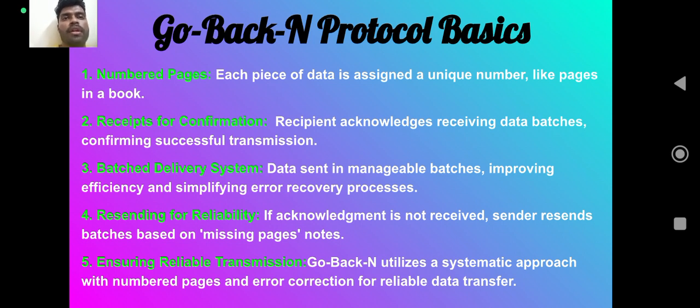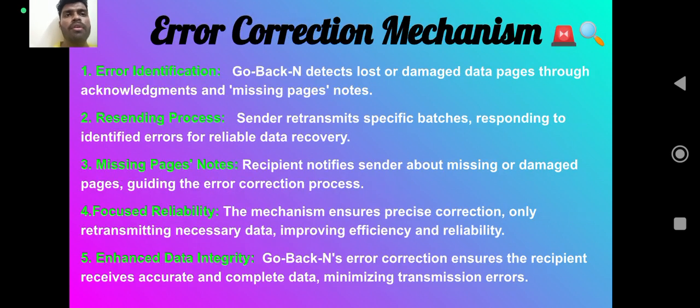If you ensure reliable data transmission, accuracy of the data is very high. Now let us see the error correction mechanism. Error identification: Go Back N detects lost or damaged data pages through acknowledgement and missing pages notes. That is, this Go Back N system will detect the errors by knowing the missing pages.